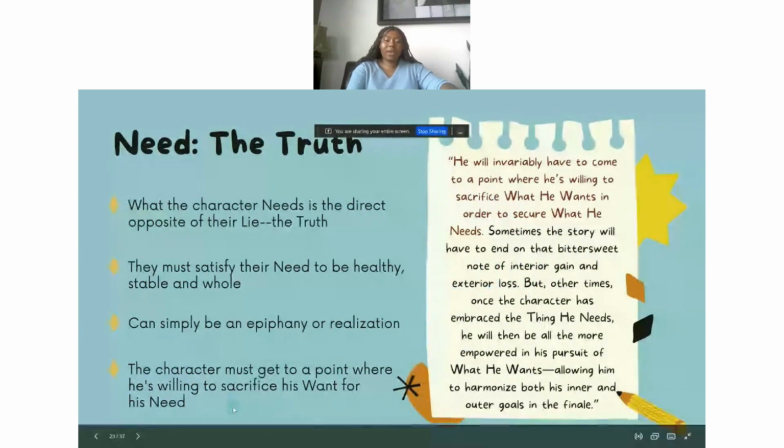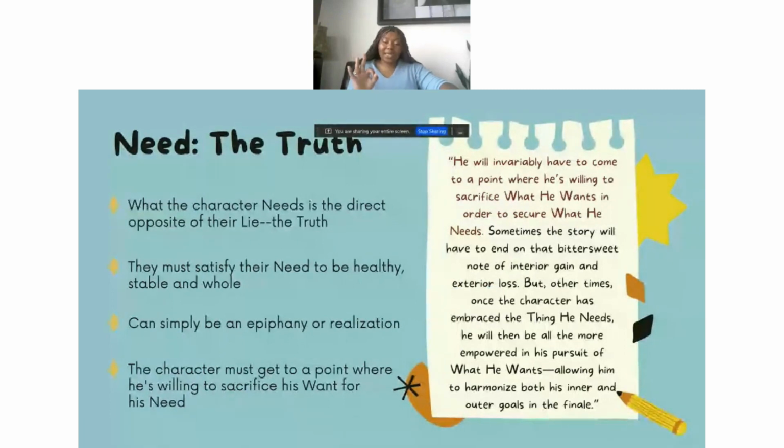So this is all to say, by the end of the story, the character must get to a point where they're at least willing to sacrifice what they want for their need. Whether or not they do end up having to sacrifice it, that's up to you as the author. But they must get to a point, particularly around the climax of the story, this is typically where this happens, where they're willing to sacrifice what they want to get what they need. And that's the transformation that's at the heart of storytelling.